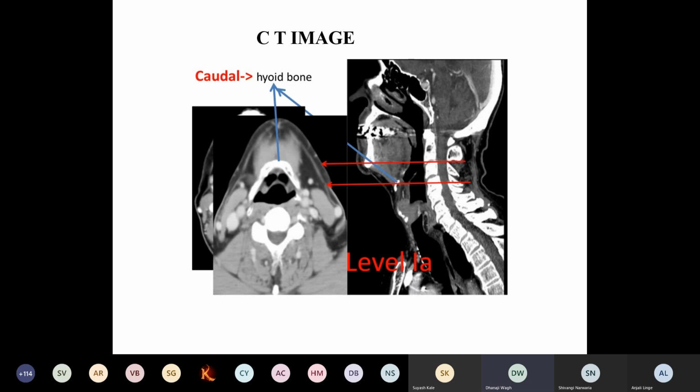This is a CT image. Normally the position of the hyoid bone at rest lies at the C4 level. You can see in the CT what the hyoid bone looks like.